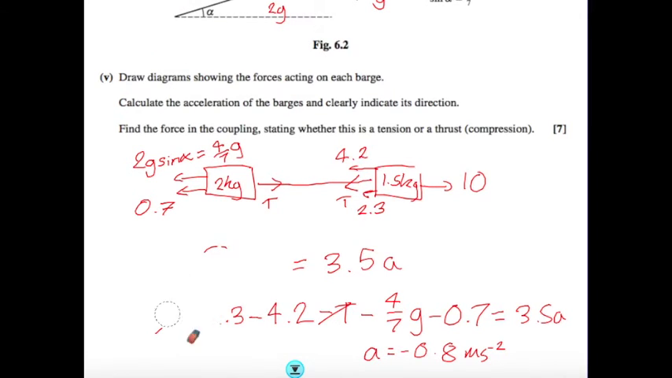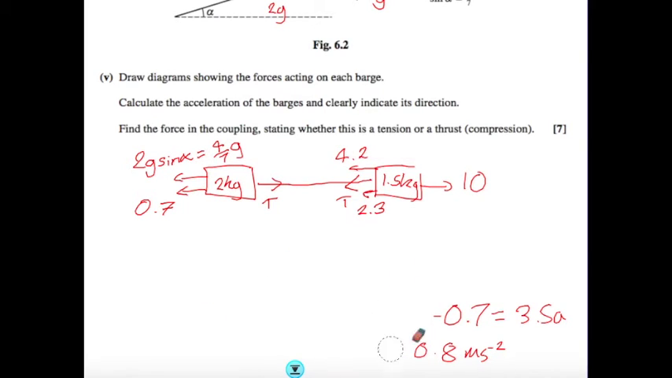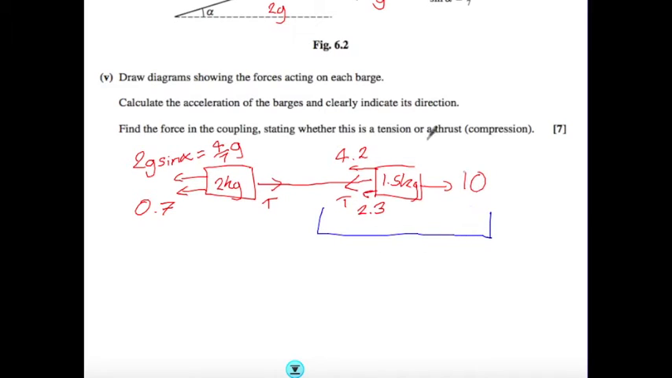Okay. So, last part, find the force in the coupling stating whether it is a tension or a thrust. So essentially we need to find one of those T's, and then if it's positive it's tension, if it's negative it's a thrust. So if we just concentrate on this one, we know the overall forces on this have to give an acceleration that way of 0.8.